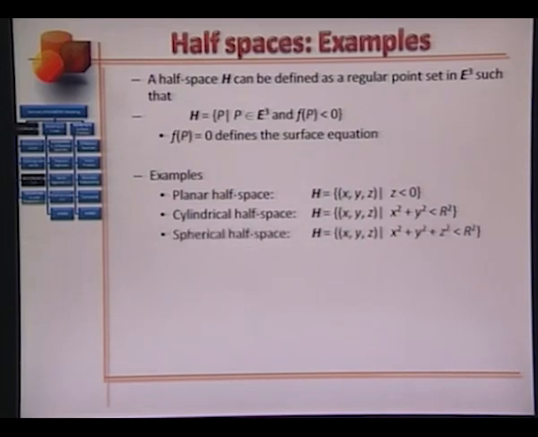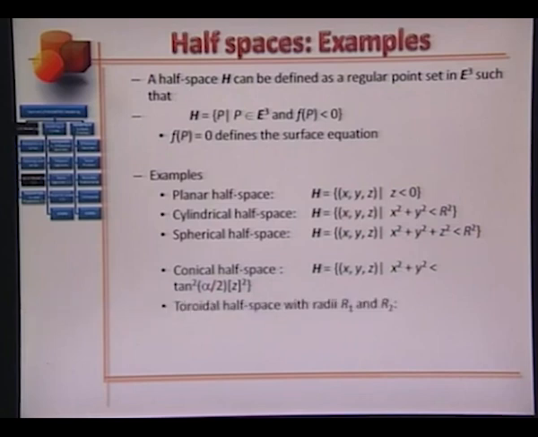A spherical half space, it's a point set of all points that lie within the spherical surface. A conical half space, again, a set of all points that lie within the cone. A toroidal half space, the radii of the torus are R1 and R2. It's a set of all points that lie within the toroidal surface.